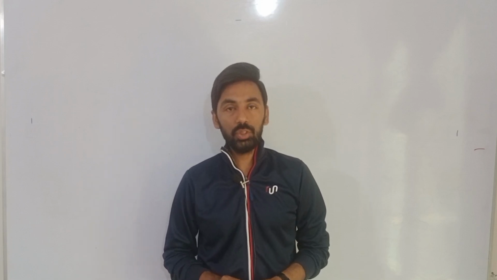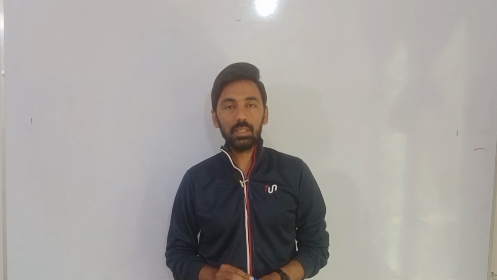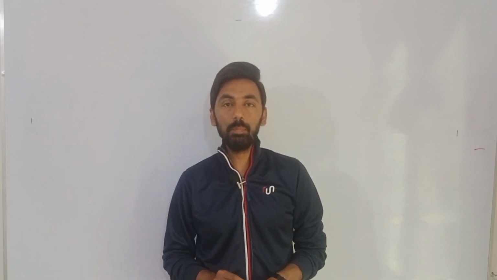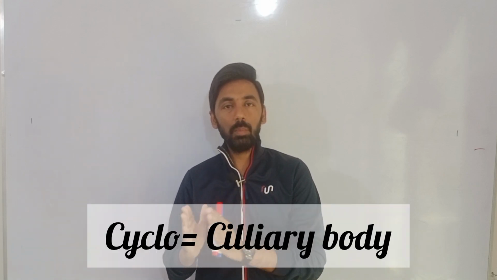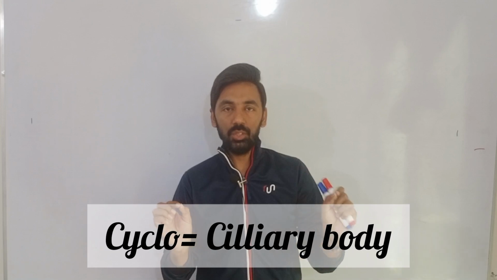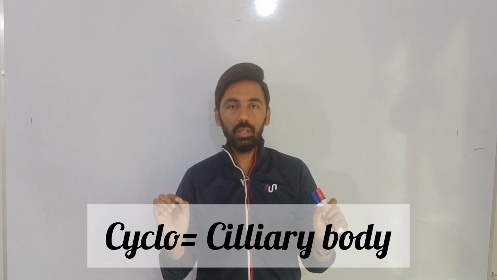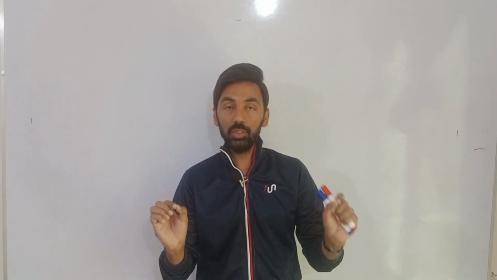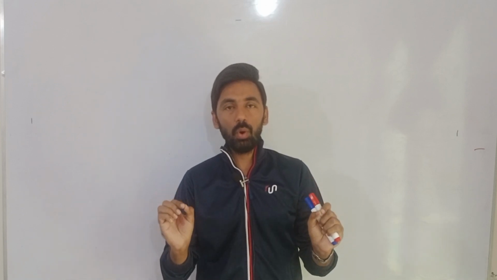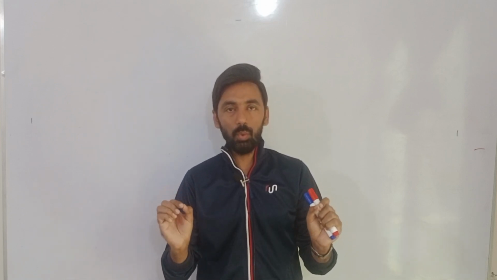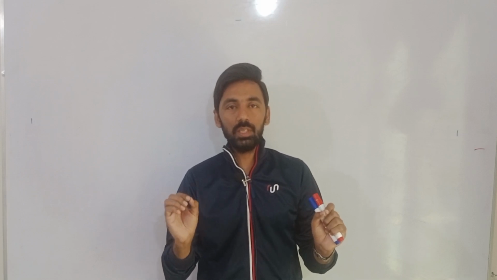So what is cycloplegia? Cycloplegia is actually a phenomenon in which the ciliary muscles get paralyzed. Right? You know very well, as the name implies, cycloplegia: cyclo means the ciliary body or the ciliaris muscle, and plegia means paralysis. It means that the ciliary body or the ciliaris muscle, more specifically the ciliaris muscle, is not working properly and is paralyzed.